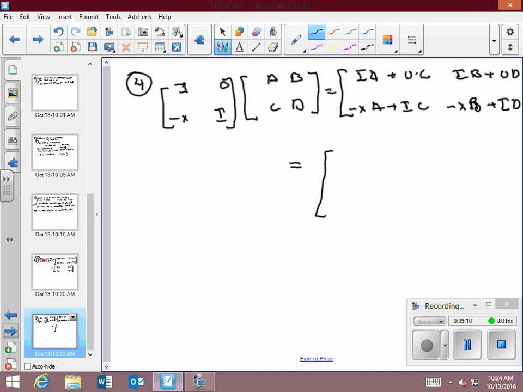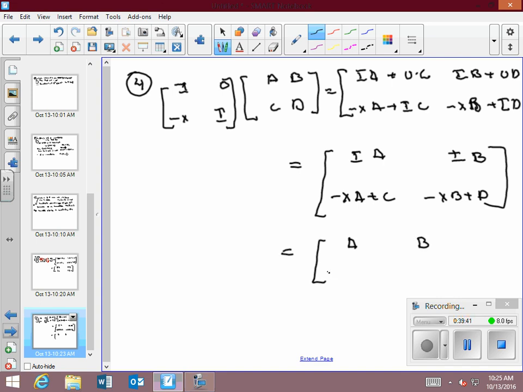So this is IA, that's IB, that's minus XA plus C, because I times C is C, minus XB plus D. So ultimately it's A, B, it's A, X, I got XA plus minus XB. Okay, if I did my multiplication right, that's what it should be.